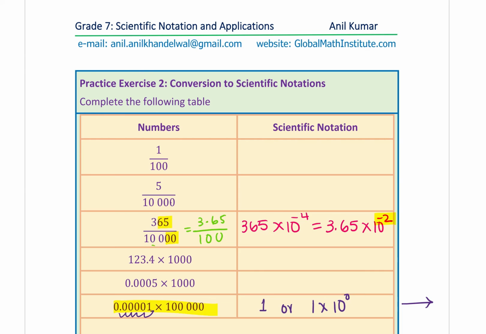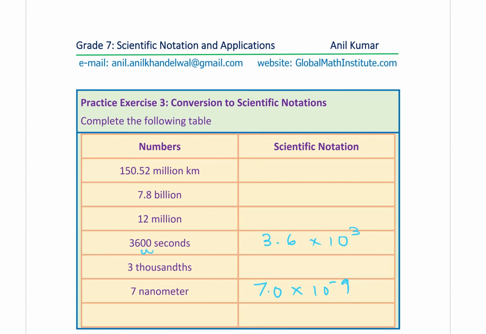Okay, let's move on and take another example. In this particular case, there are again 6 questions for you. I'd like you to pause the video, answer these questions, and then look into my suggestion. The numbers here are million, billion, thousands and nanometers. These are also short forms of writing, which makes a lot of sense, correct? 7.8 billion is the world population.